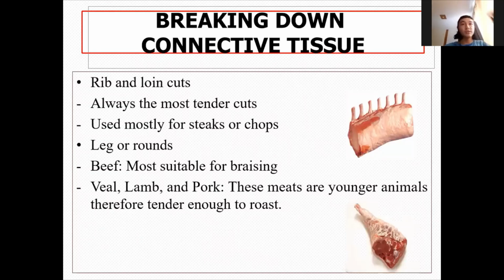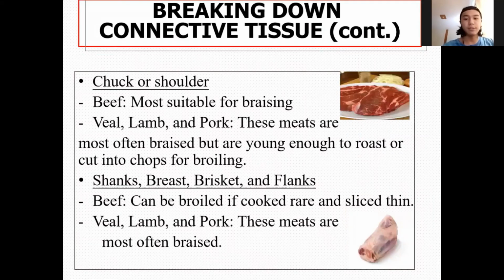Breaking down connective tissues. Rib and loin cuts are always the most tender cuts, used mostly for steaks and chops. For the leg and round, beef is most suitable for braising. For veal, lamb, and pork, these meats are from younger animals, therefore tender enough to roast. Next slide.